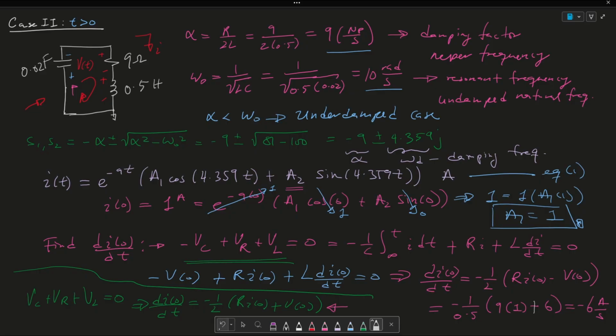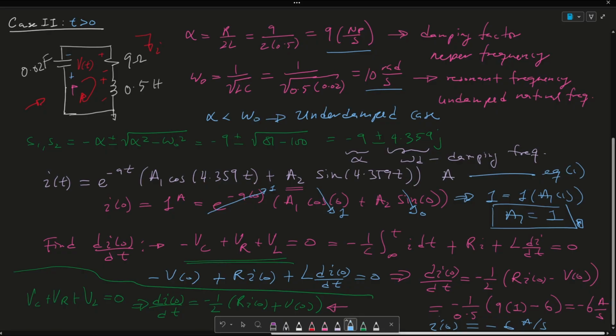Let me go ahead and fix this so there's no ambiguity. And essentially, before we go to the next slide, because I'm running out of room here, note that i prime of 0 is equated to minus 6 A/s.